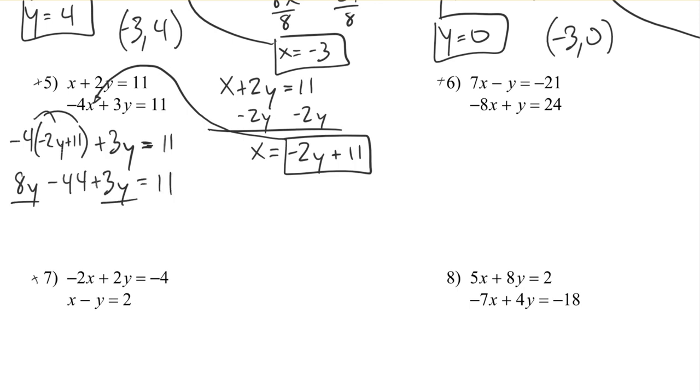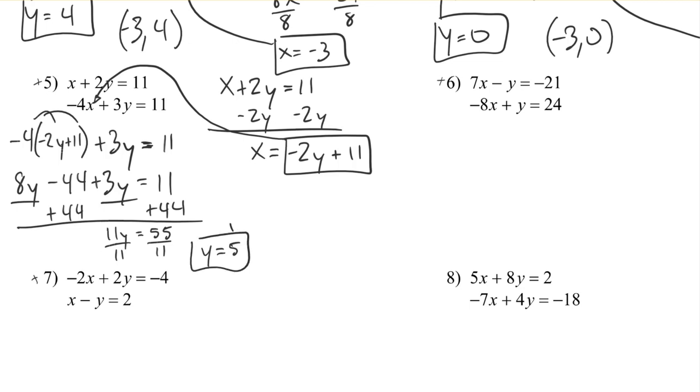We're going to combine our like terms. We're going to move the 44 over to the other side. So 8y and 3y make 11y, and 44 and 11 make 55. We'll divide by 11, and y equals 5.